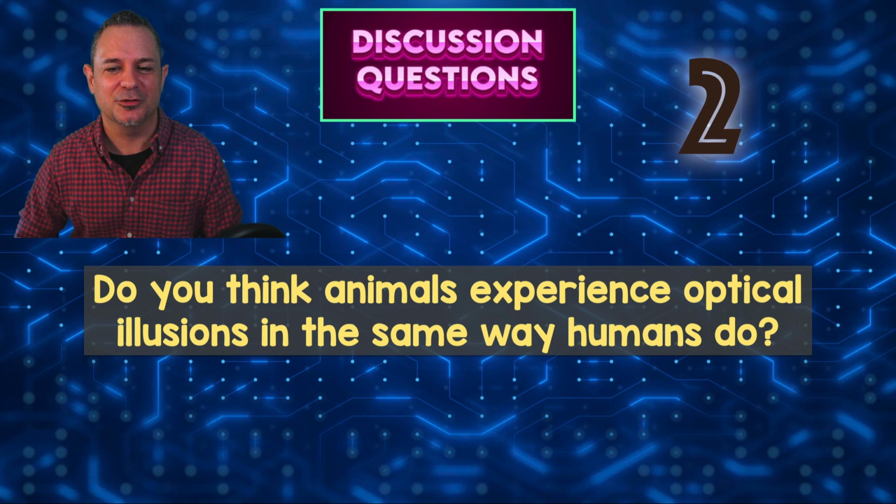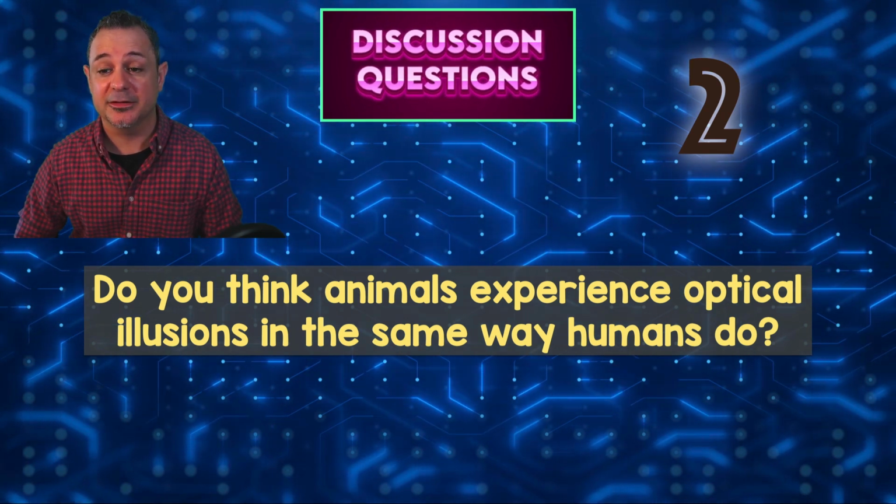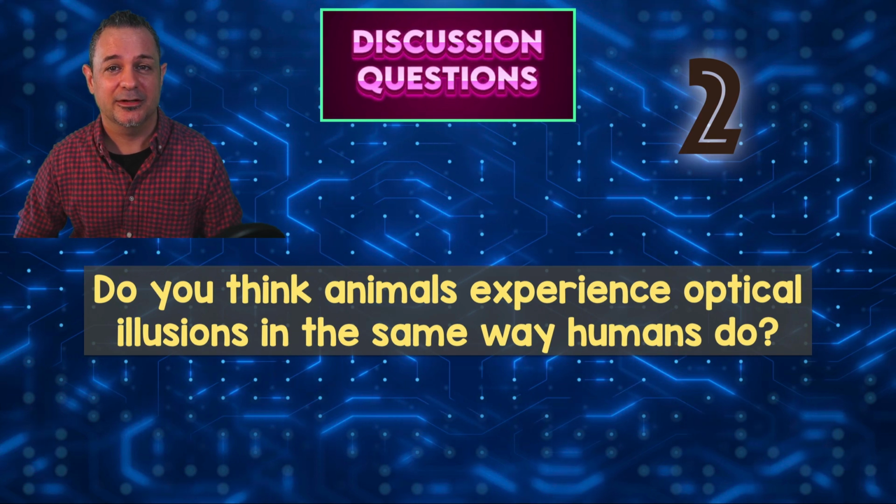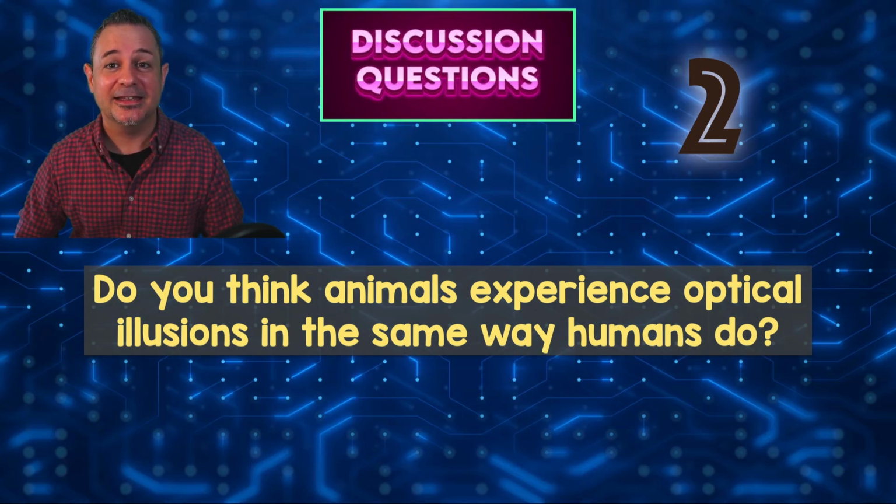Discussion question number 2. Do you think animals experience optical illusions in the same way humans do? That's another good question. I think it depends on the animal. Not all animals see things the same way humans do. For example, creatures with segmented eyes like insects don't see colors the same way humans do. So for them to look at an optical illusion might not trick their brains. And some animals don't see very well or can't see at all.